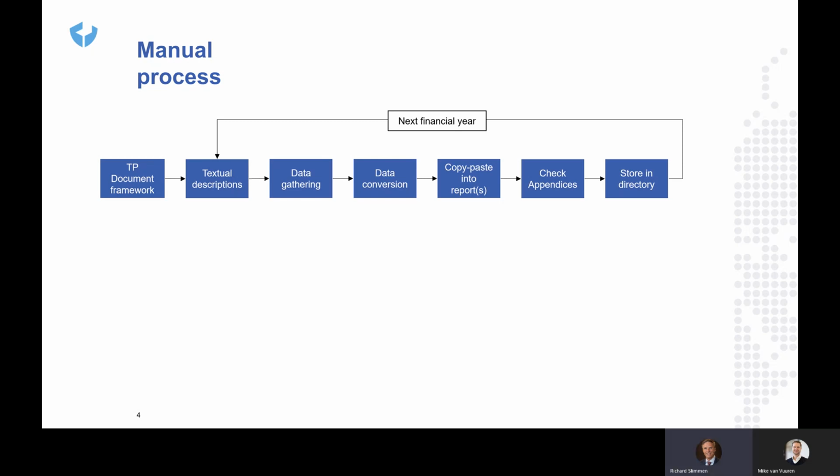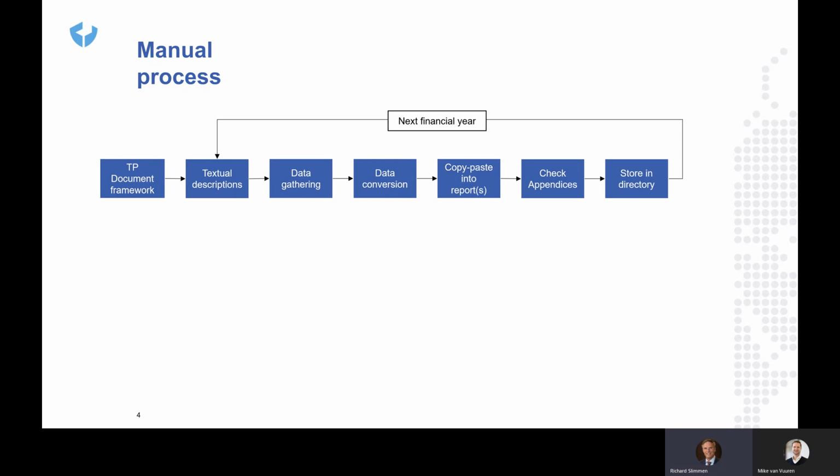And this data is often received in different formats like Excel, Word, PDF, whatever you want to think of, and not ready for direct use in the end reports. So the fourth step is the data conversion. This involves structuring and converting the data that you just obtained into a format that can be used for the end reports. And the fifth step is to get the figures into the reports.